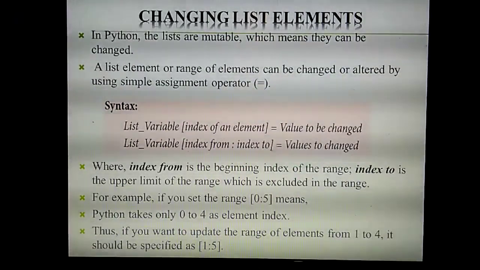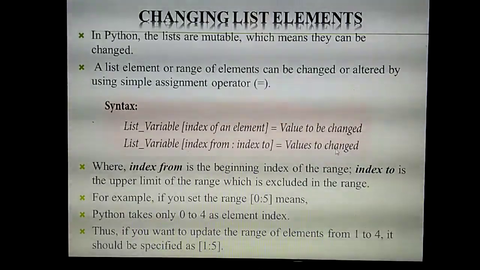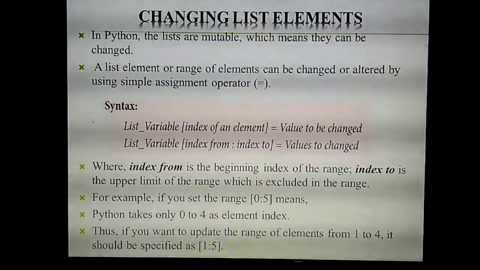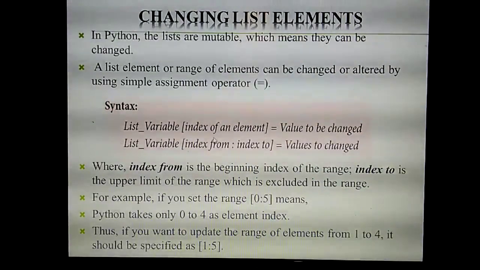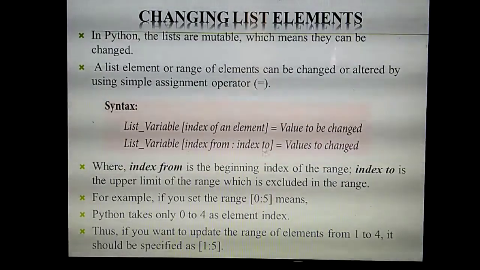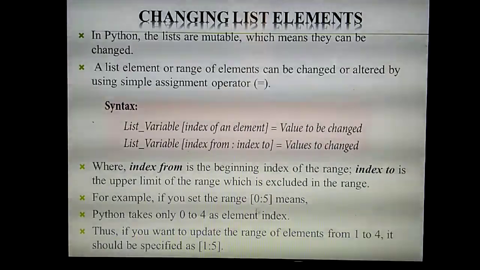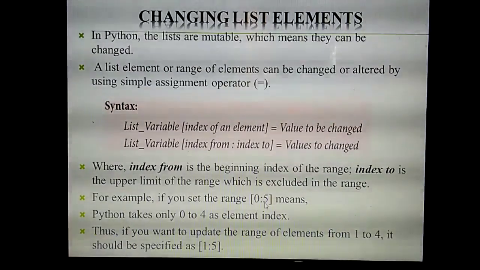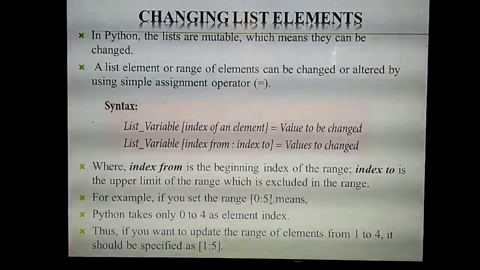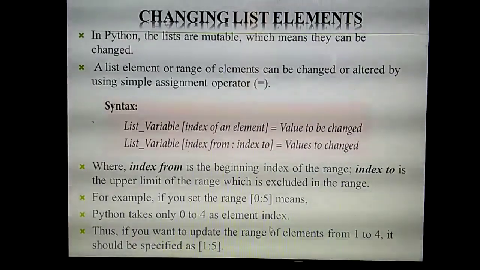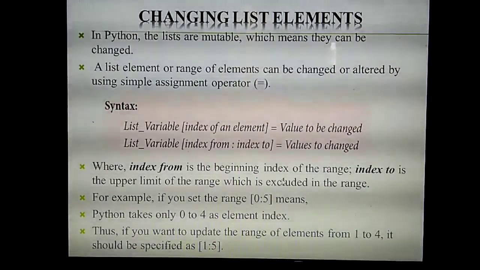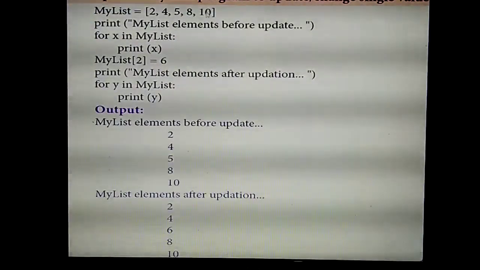Then you need to give what are the values you need to be changed. Understand? So whatever I have explained, the same thing they have given. Index from means the beginning index, and end means up to which index you need to change. For that only, an example they have given. If you need to change the values from 0 to 5, the program will consider 0 to 4. Why? The last value always takes n minus 1. So always you need to specify one more element. Understand?